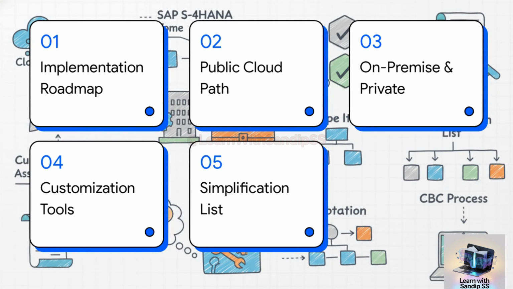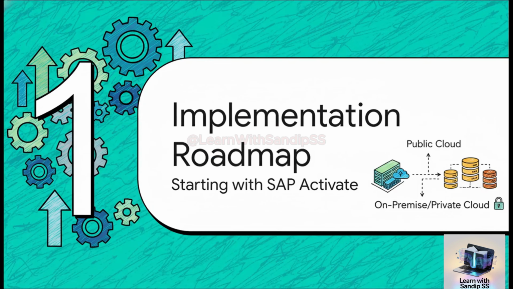Okay, here's a quick look at what we're covering. We'll start with the main roadmap. Then we'll look at the public cloud path versus the on-premise and private path. After that, we'll check out the tools for customizing your setup and finish up with something super important, the simplification list. All right, let's jump right in.